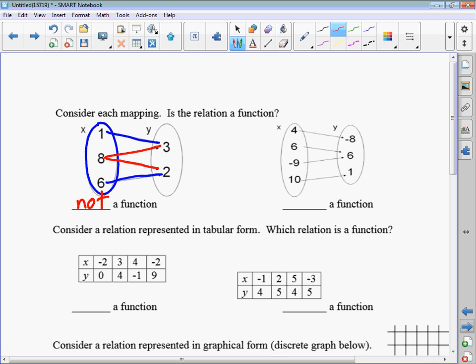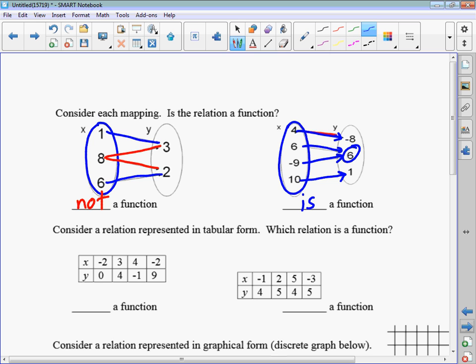When we look over here, 4 goes to -8, 6 goes to 6, -9 goes to 6, and 10 goes to 1. Now we notice that the two of them go to 6, but there are no double lines on the domain. As long as there are no double lines on the domain, it is a function.